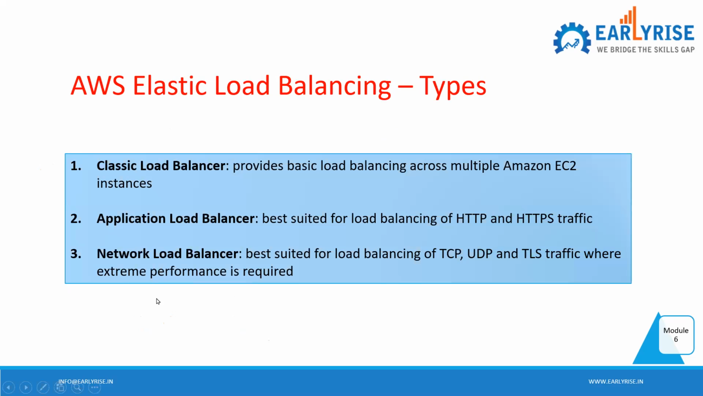Different types of load balancing are possible. Here you have the classic load balancer, application load balancer, and network load balancer. Think of the classic load balancer as providing basic load balancing across multiple EC2 instances. The application load balancer is best suited for HTTP and HTTPS traffic. The network load balancer is best suited for load balancing of TCP, UDP, and TLS traffic where extreme performance is required. So, different types of load balancers.